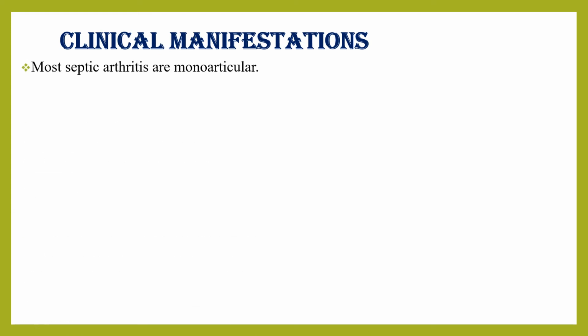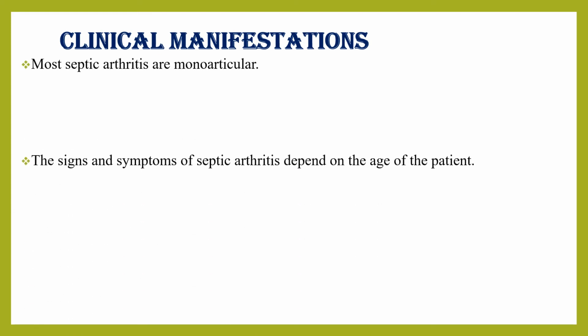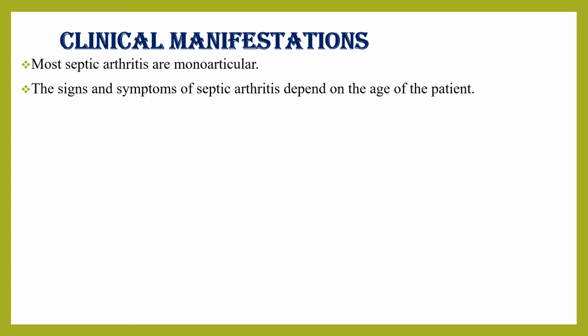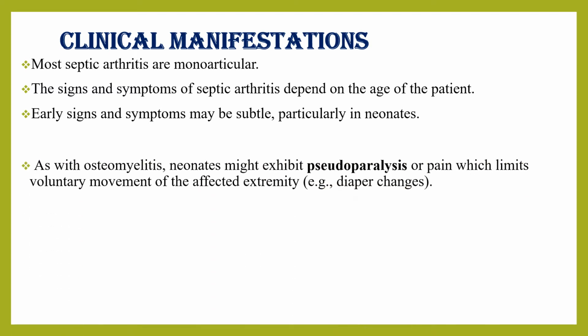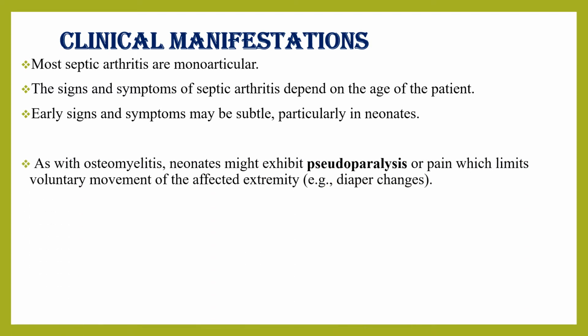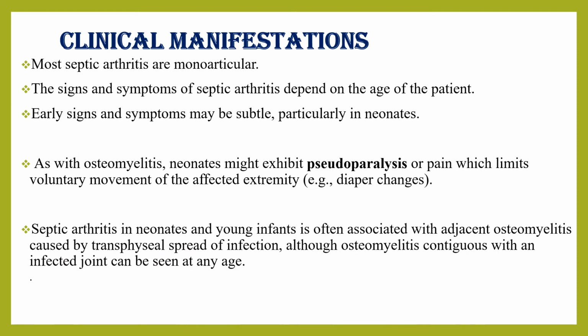When we look at the clinical manifestations, most septic arthritis is monoarticular. The signs and symptoms depend on the age of the patient, and early signs and symptoms might be subtle, particularly in newborns. As with osteomyelitis, neonates might exhibit pseudoparalysis or pain which limits voluntary movement of the affected extremity. Septic arthritis in neonates and young infants is often associated with adjacent osteomyelitis caused by transphyseal spread of infection, although osteomyelitis contiguous with an infected joint can be seen at any age.